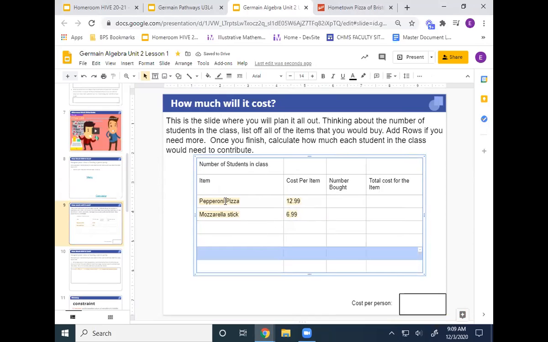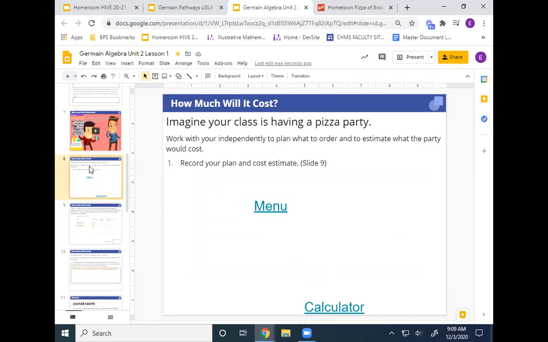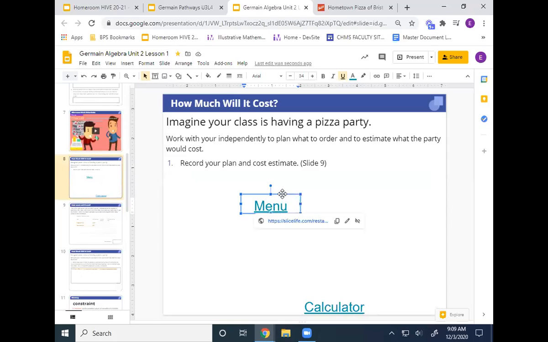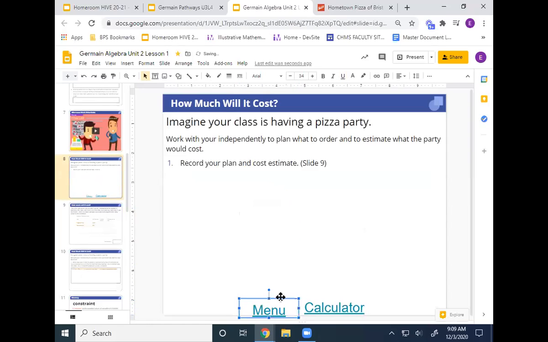The pepperoni pizza and the mozzarella sticks, I'm not sure if those prices are right. I just put in random numbers for those, so these might not be right. If you want to use pepperoni pizza and mozzarella sticks, I would go back to that menu and check the price again, because I just pulled those out of the air as practice samples.